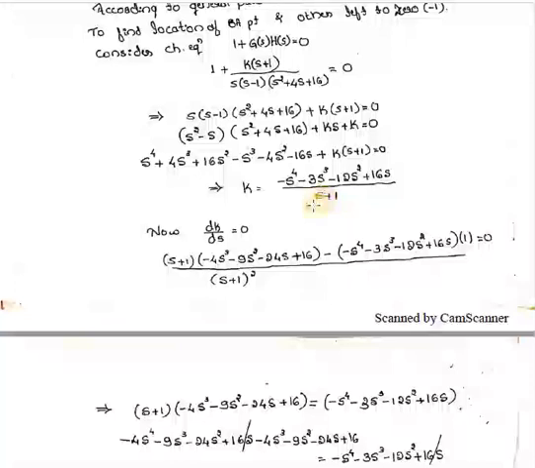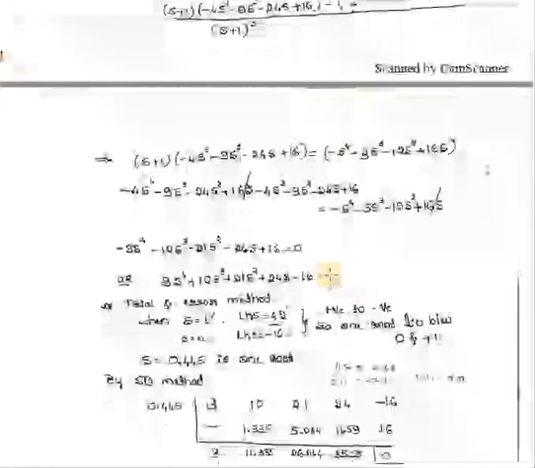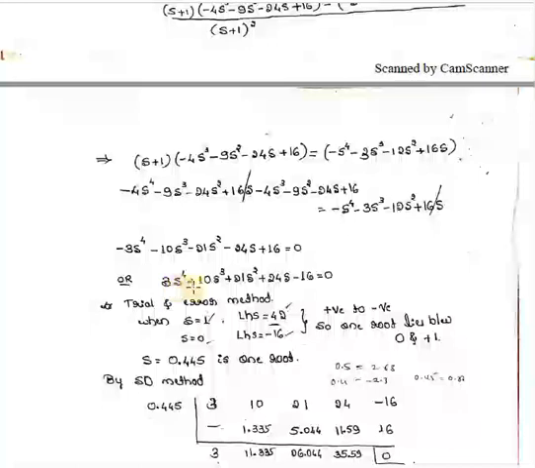Okay, so that is denominator as it is, differentiation of numerator minus numerator as it is, differentiation of denominator, divided by this denominator square. So once you simplify this, you will get the equation as 3s^4 + 10s^3 + 21s^2 + 24s - 16 = 0.